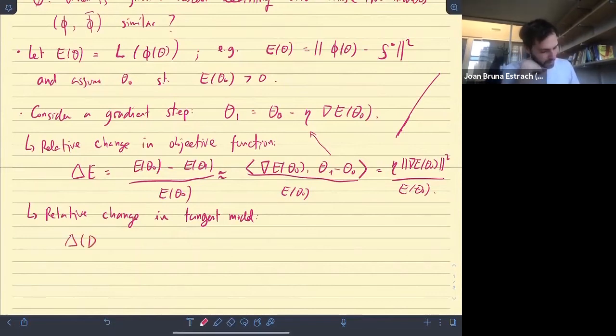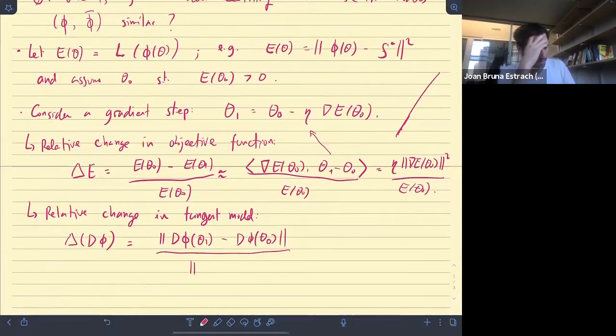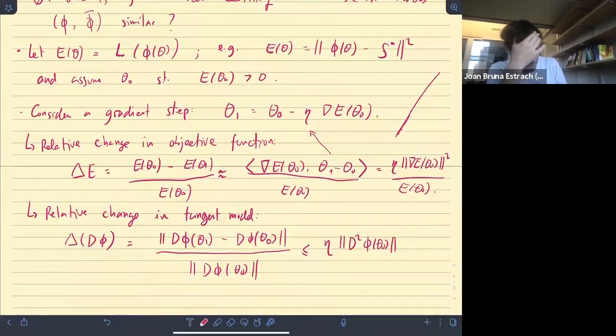So we look at the same thing, but instead of looking at the loss, we look at the derivative structure. This is something that we can measure by comparing the two Jacobian operators. We can measure the operator norm of the difference, and we can also normalize by the operator norm at time zero. We can use the same Taylor approximation. The changes in the Jacobian I can control, by making the relevant assumptions, by the learning rate times the norm of the second derivative of the function. Here I'm just doing Taylor again, times the difference between theta one and theta zero, but that difference is again proportional to eta times the norm of the gradient. So the norm of the gradient appears again.